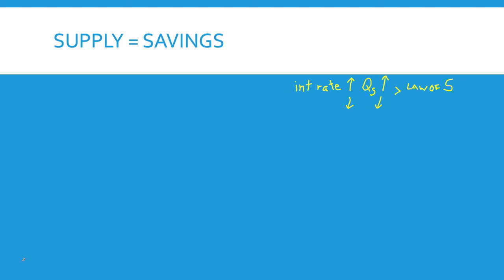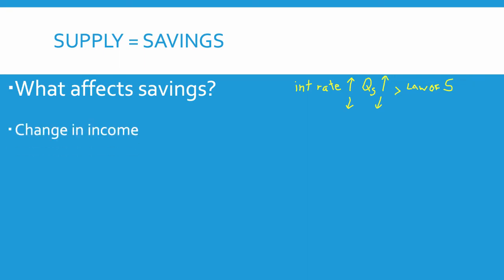But what happens if something else changes? What's going to cause the supply of savings, the supply curve, to shift? What affects savings? Well, there's a lot of things that affect savings. The most obvious would be a change in income. If your income changes, if your income goes up, it allows you to save more. This is why we see more savings in rich countries, because people have more to save. They're not worried about, oh, how am I going to put food on the table?